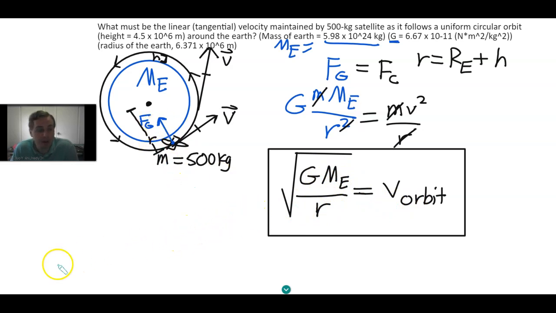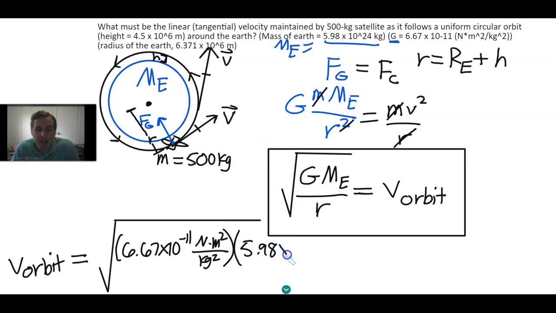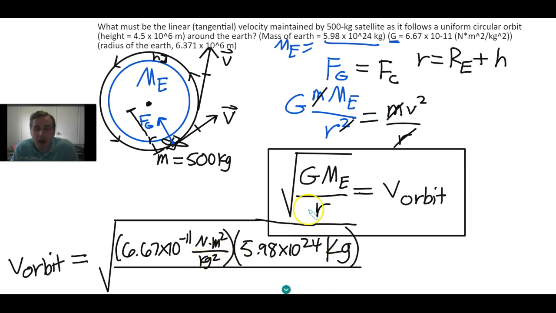So I think we can put in the numbers for this orbit velocity in this case. So let's go ahead and get that. So we have the gravitation constant, that's 6.67 times 10 to the minus 11th newton meters squared per kilogram squared. We multiply that by the mass of the Earth, that's 5.98 times 10 to the 24th kilograms. And we divide that all by the radius, which is the radius of Earth plus the height above the ground.